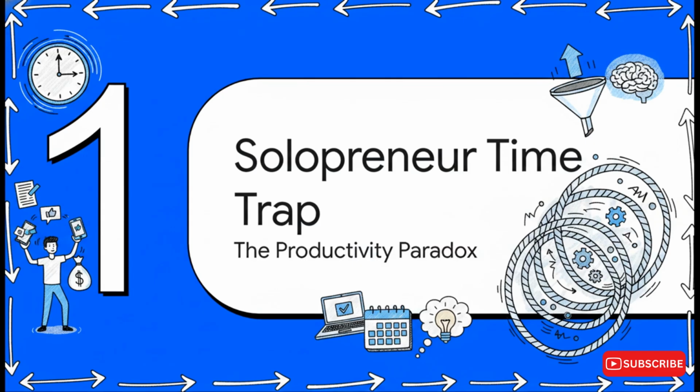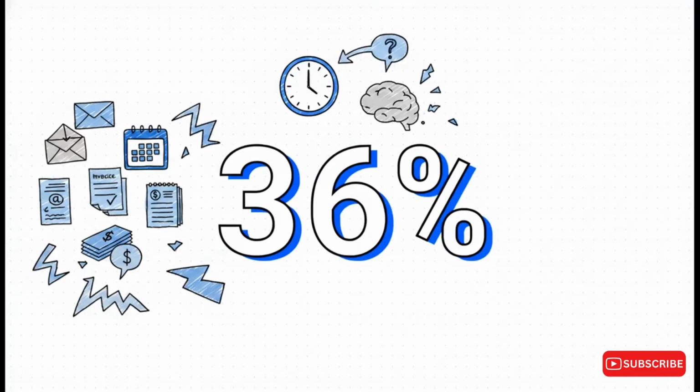Let's talk about the productivity paradox. Running a one-person business creates this wild productivity paradox that no other professional category really deals with. You literally have no one to delegate to. Take a look at this staggering number, 36%. Research actually shows that solopreneurs lose between 21 and 36% of their entire working week just in non-billable administrative work.